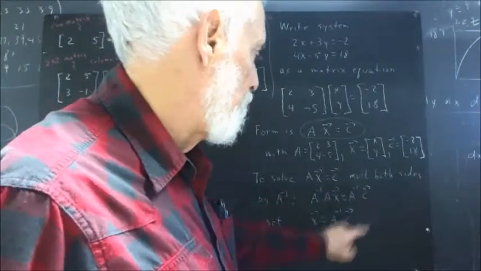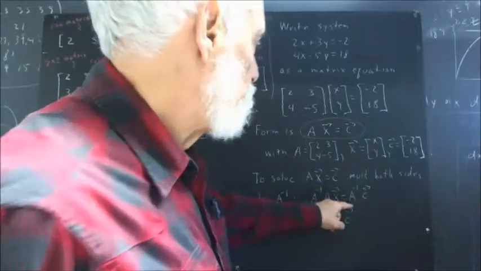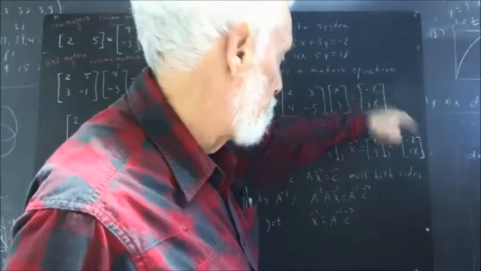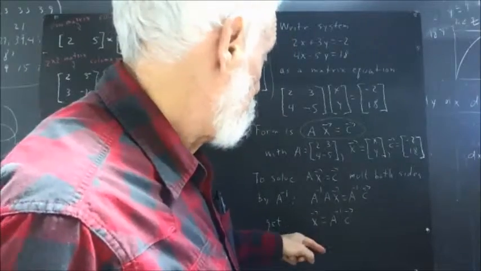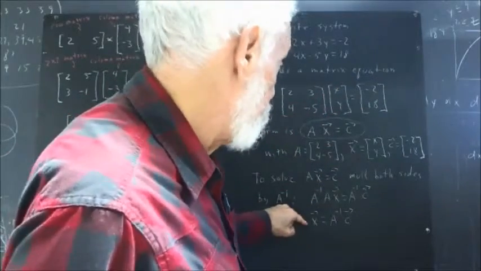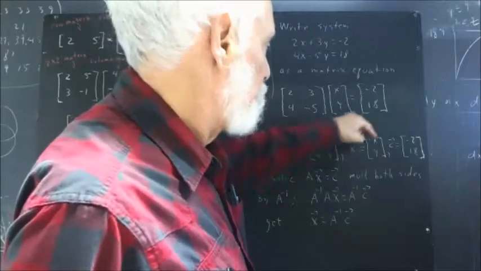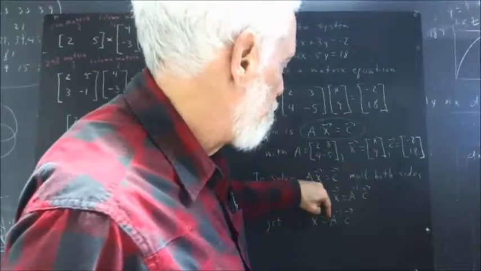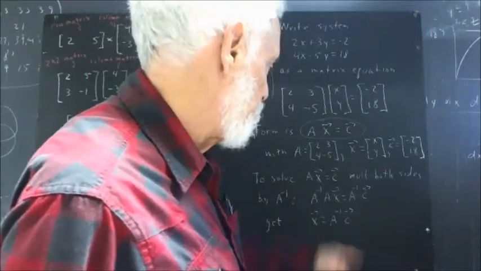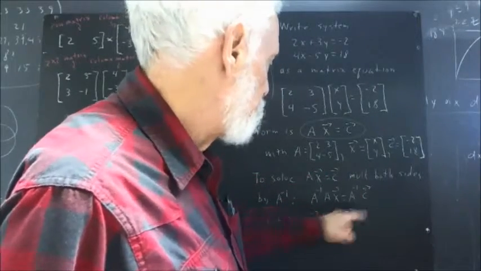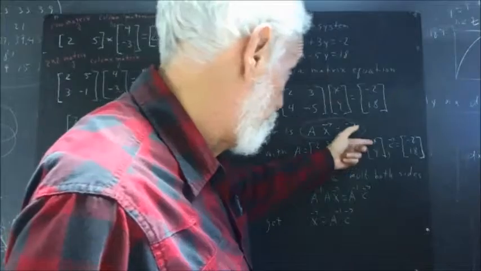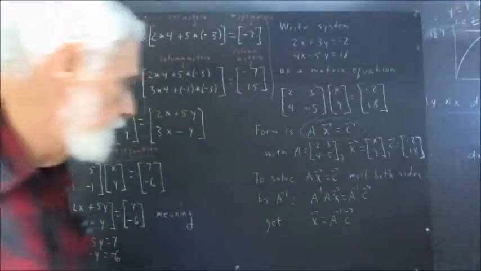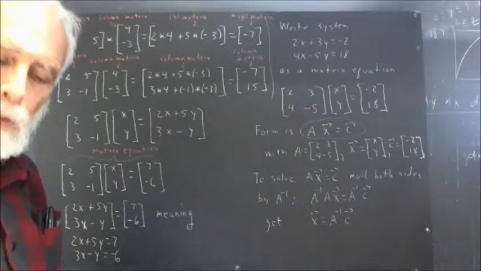And then A inverse times C, well, A inverse is just a matrix. If we multiply it by our C vector, we're just going to get two numbers. Those two numbers are going to match the vector X. The vector X consists of the numbers x and y. So whatever two numbers we get when we multiply A inverse by C, the first one is going to be our value of x, the second our value of y. So that's kind of where we're heading.